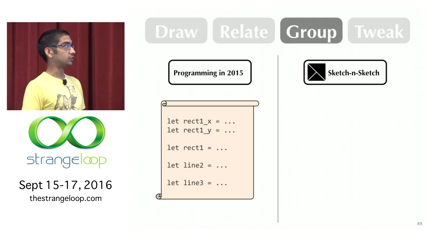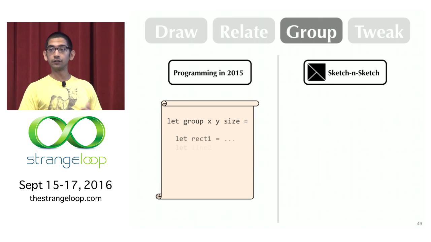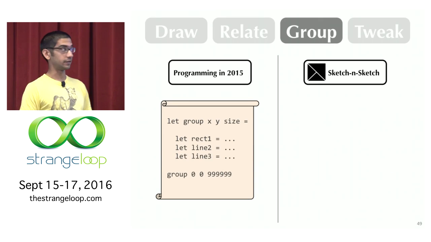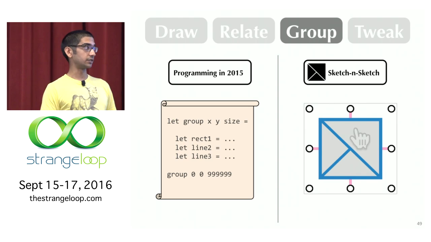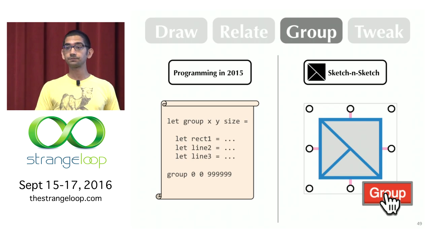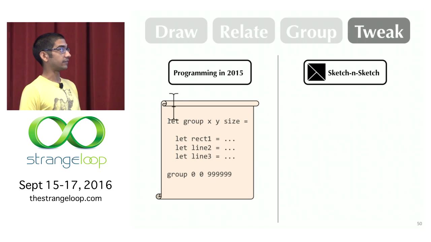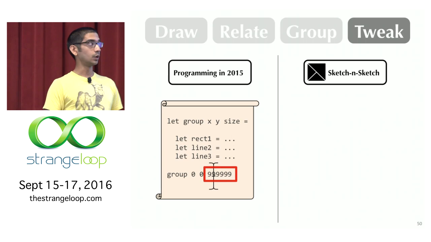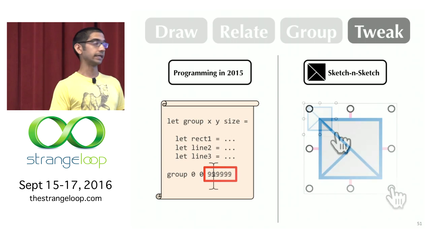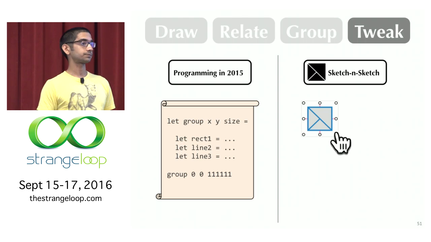Then instead of having to manually refactor and group and abstract our definitions, we were able to select shapes in the output and again have Sketch-n-Sketch group and abstract them for us. And finally, instead of having to look through our program, hunting and pecking for the constants to change, we were able to just directly manipulate design parameters in the output.